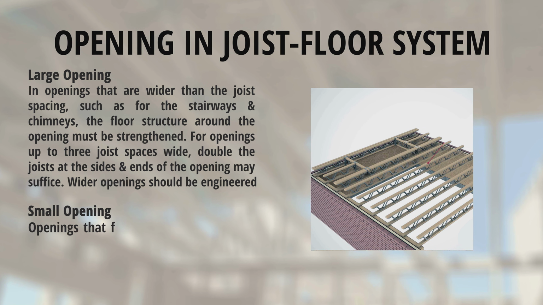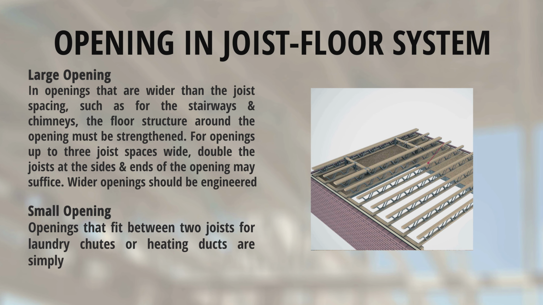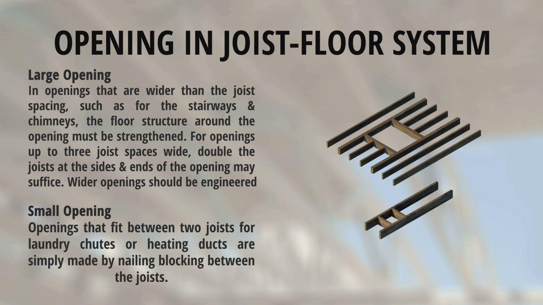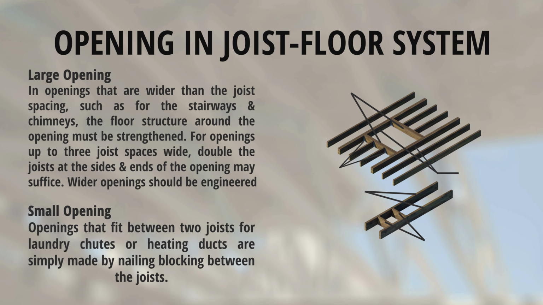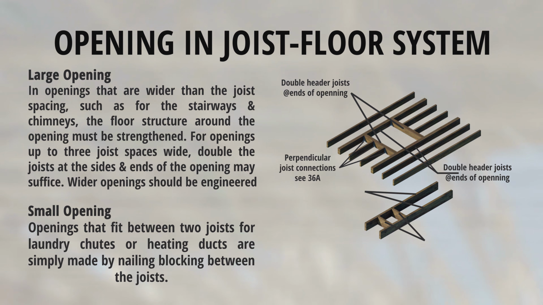Small opening. Openings that fit between 2 joists for laundry chutes or heating ducts are simply made by nailing blocking between the joists. Let's take a look at this detailed illustration. Double header joists at the ends of openings. Perpendicular joist connections. Double header joists at ends of openings. Joists, blocking.